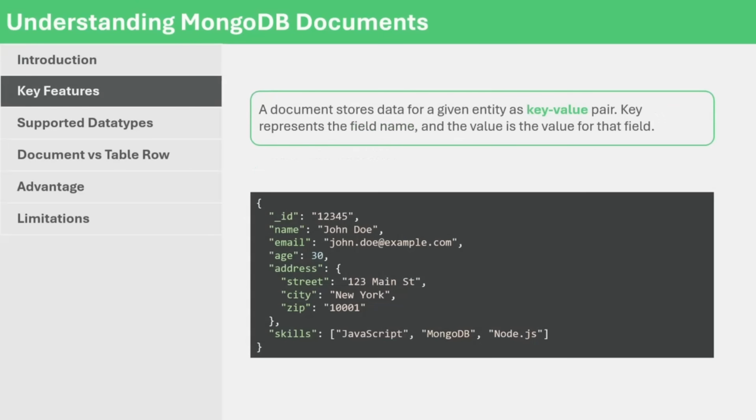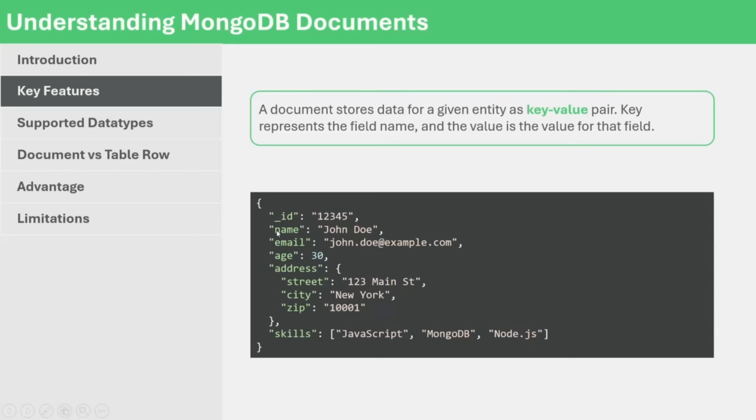As I mentioned before, a document stores data for a given entity in key value pairs. Key represents the field name and the value is the value for that field. So for example, let's say this is a document. A document always starts with a curly brace and ends with a curly brace. And inside that, we specify the data related to a given entity using key value pairs. Let's say this document represents a student. For that student, first of all, we will have a unique identifier. We are calling it underscore ID.